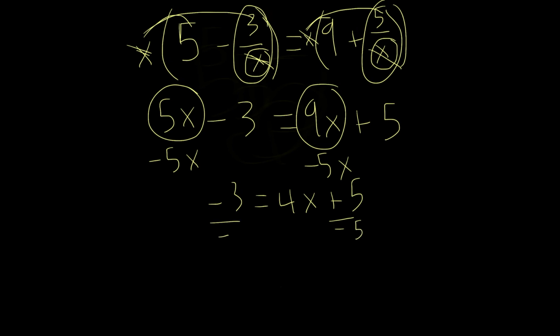Now let's subtract 5 on both sides. And this leaves us with negative 8 equals 4x. And this means that negative 2 is equal to x.